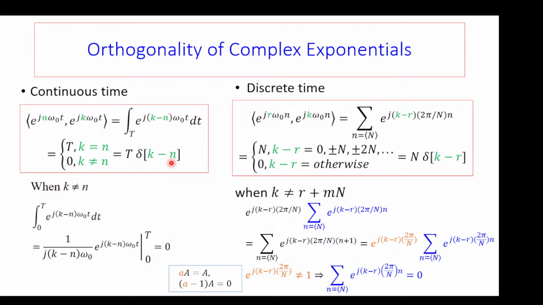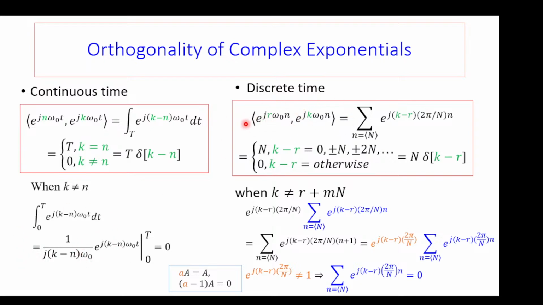You can write this as a delta function, delta of k minus n, times big T. This is a bit weird because these are continuous functions, but this is a discrete delta function because k and n are discrete. Then we have an algebraic calculation here to show that it is 0 when k is not equal to n. I think we can skip that for today. This was done before.